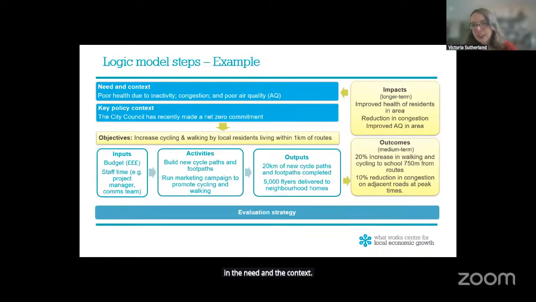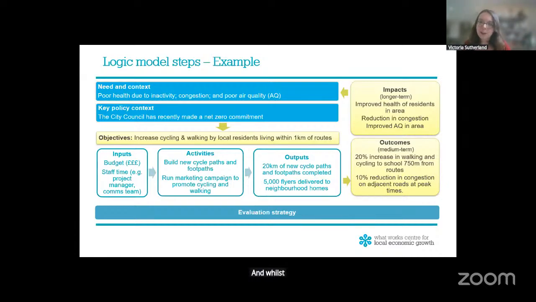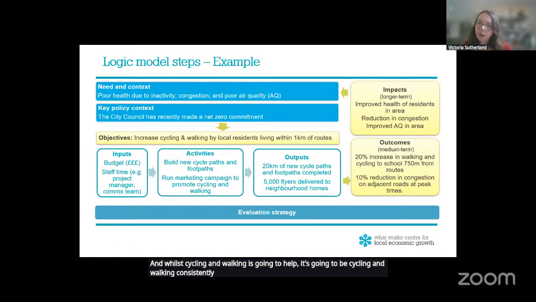However, as I said earlier, sometimes it's going to be difficult to fully attribute that impact. Lots of things affect the health of residents, and whilst cycling and walking is going to help, it's going to be cycling and walking consistently over a long period of time, and there'll be other things going on in those people's lives that are also impacting their health. So it's harder to attribute.